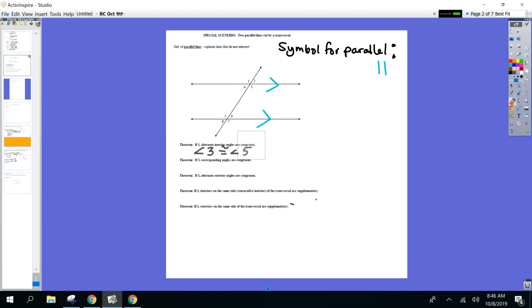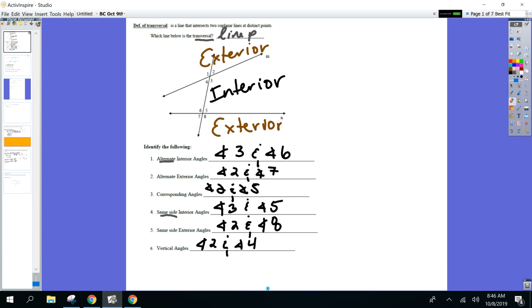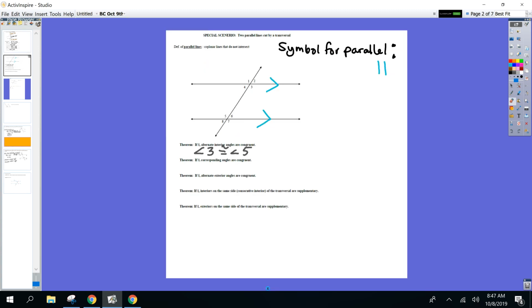And I want to stop right there to make a huge point. Were these alternate interior angles congruent on this one here? No, no. All they were was alternate interior. What makes them congruent? When the lines become parallel. If they're not parallel, I know nothing about them other than the names of them. Good? All right. What happens to those corresponding angles?